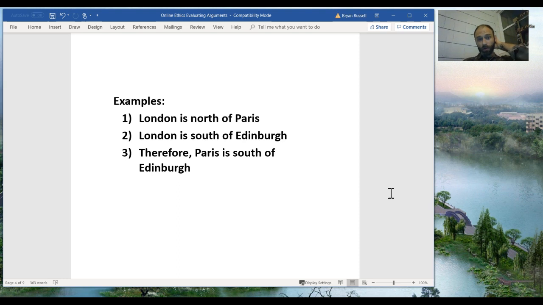So then the conclusion says, therefore, we should think that Paris, again, what we said, the premises paint as the southernmost of the three cities, is south of Edinburgh, which the picture of the premises paint is that it's the northernmost city. So if those premises are true, it seems that we have to believe the conclusion, with that key qualification, if the premises are true.